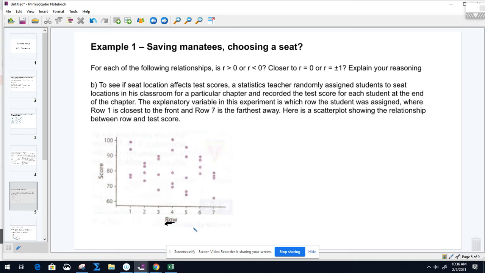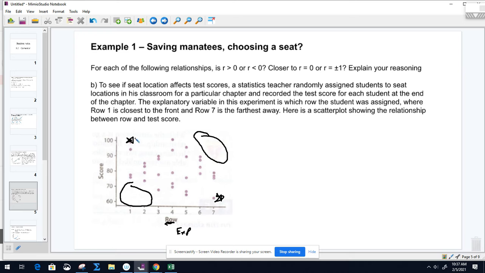So this is the explanatory variable, where row 1 is the closest to the front, so right here is closest to the front, and row 7 is the furthest away. You can see these dots are kind of all over the place. However, I want you to notice there's a big gap here and a big gap right here. We have a couple of outliers on the edge here and here.